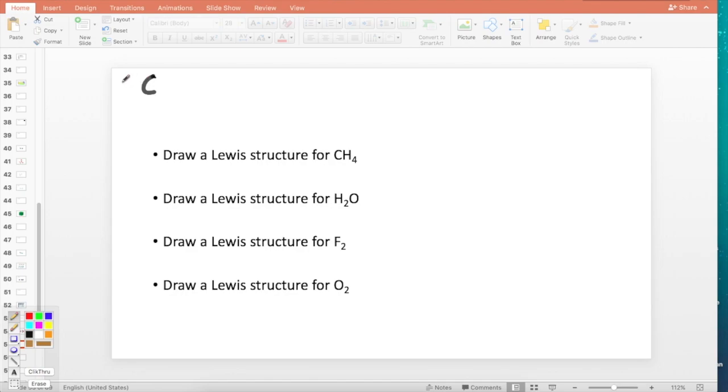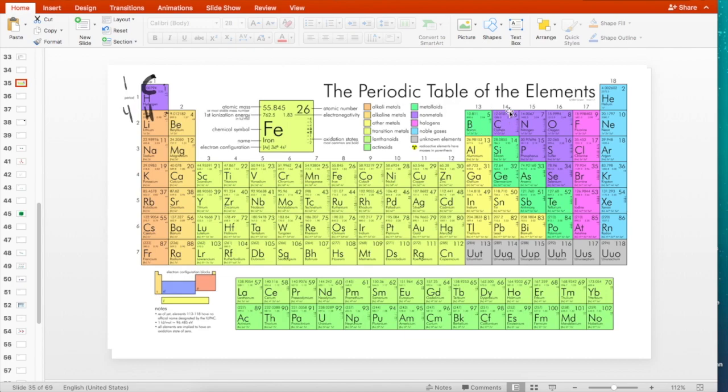The first step is to figure out how many atoms you have. 1 carbon, 4 hydrogens. And then you have to figure out how many valence electrons they bring to the party to share. And you need a periodic table to do that. So let's go look at our periodic table. Here's carbon in group 14. How many valence electrons does each carbon atom have? 4.